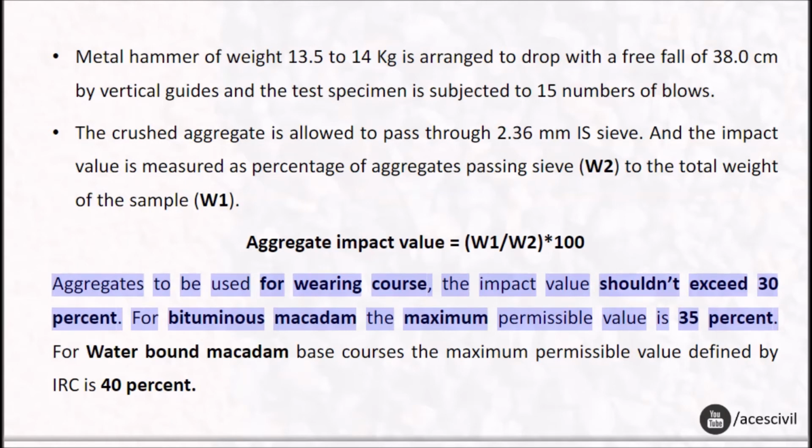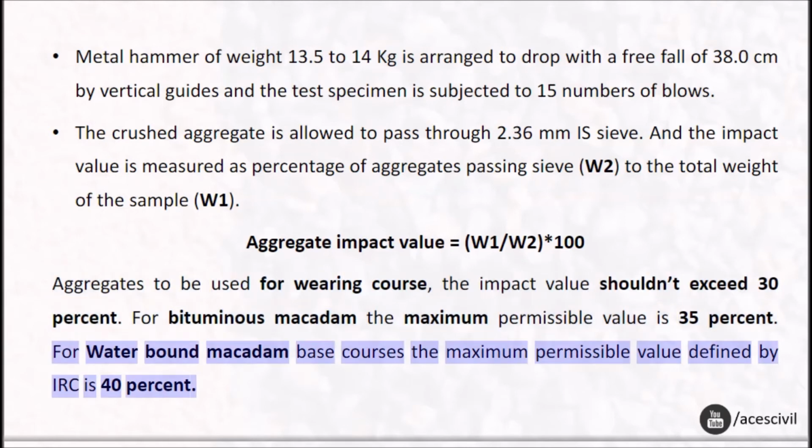For aggregates to be used for wearing course, the impact value shouldn't exceed 30%. For bituminous macadam, the maximum permissible value is 35%. For water-bound macadam base courses, the maximum permissible value defined by IRC is 40%.